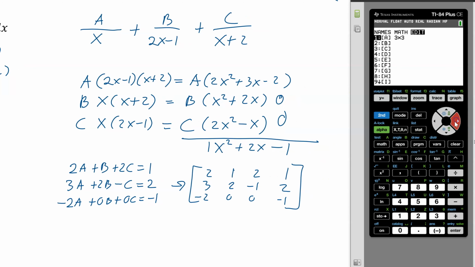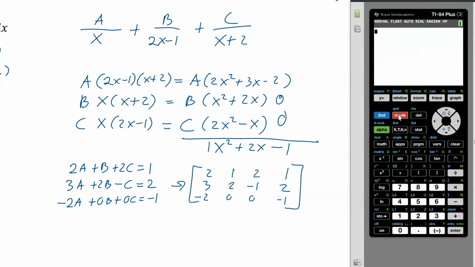So we're going to scroll to edit, enter. This is a 3 by 4. So 3, enter, 4, enter. And then 2, just entering left to right, just as you read it. All right, and then we double check it: 2, 1, 2, 1, 3, 2, negative 1, 2, negative 2, 0, 0, negative 1.